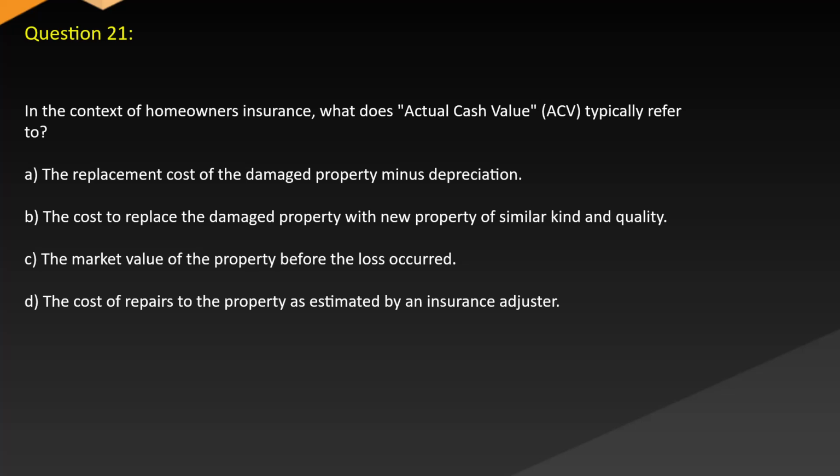Question 21. In the context of homeowners insurance, what does actual cash value received typically refer to? A. The replacement cost of the damaged property minus depreciation. B. The cost to replace the damaged property with new property of similar kind and quality. C. The market value of the property before the loss occurred. D. The cost of repairs to the property as estimated by an insurance adjuster.